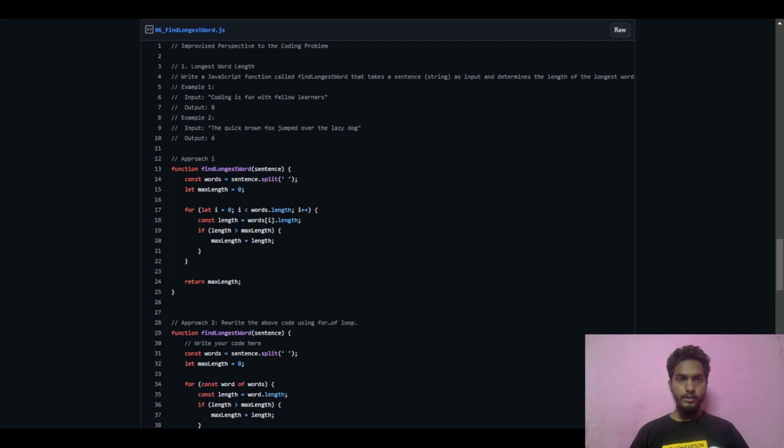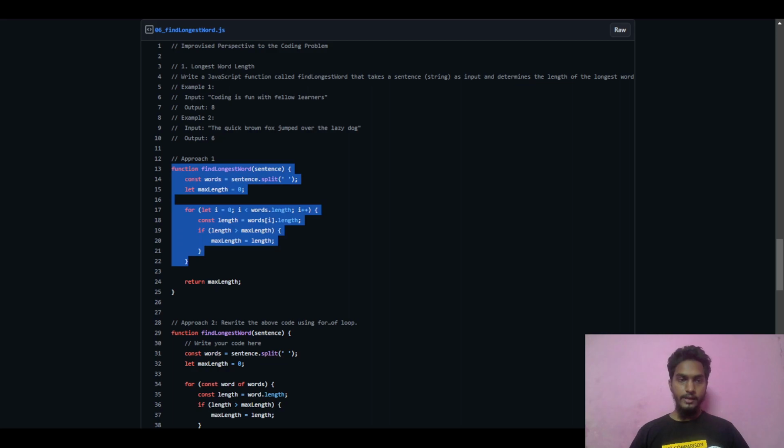2 is greater than 0, false. 3 is greater than 0, false. 4 is greater than 0, false again. 6 is greater than, okay, it's 6. The 6 is greater than 6, no, false. Here 8 is greater than 6, true. Then max length will be changed to 8. Then we will return the max length.